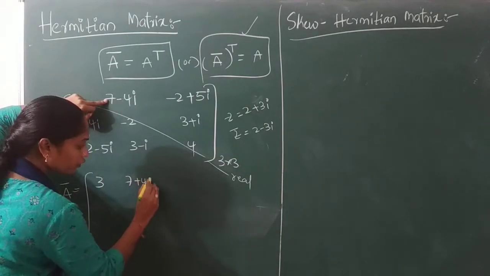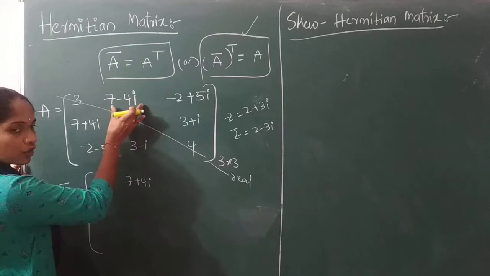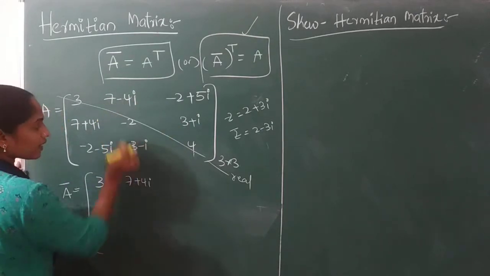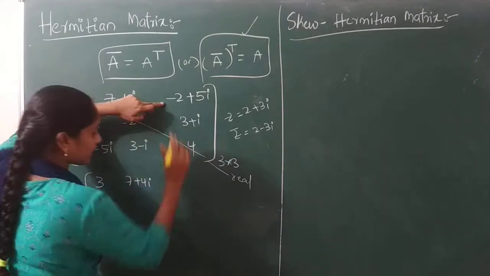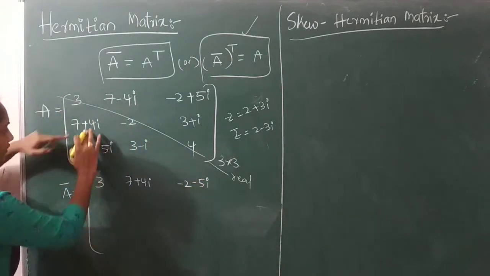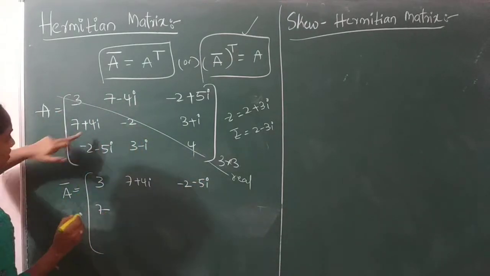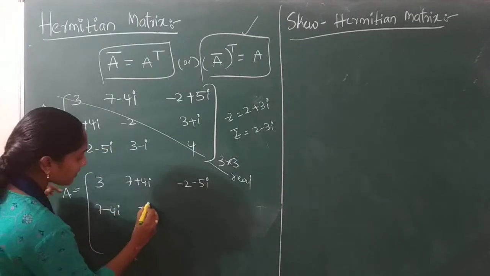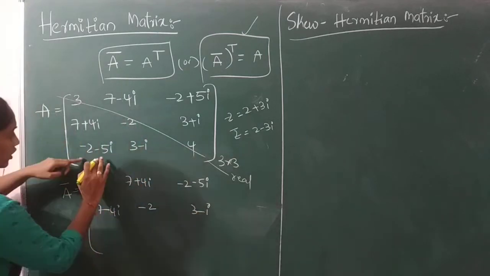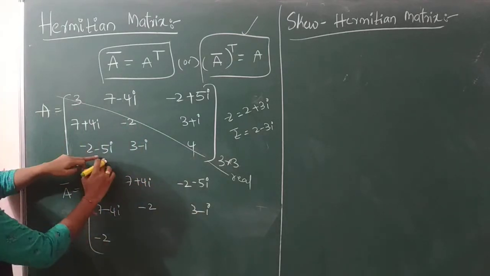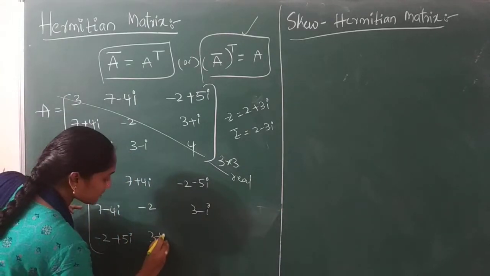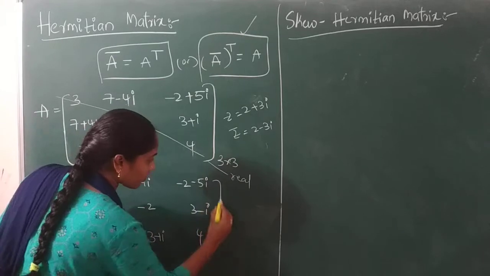It is 7 plus 4i. So what am I doing? I am writing the conjugate: 7 minus 4i becomes 7 plus 4i. Only the sign is changed for the imaginary part. And here minus 2, and minus 5i. So this is your R1 here: 7 minus 4i, and this 2 remains the same, minus 2. Here 3 plus i becomes 3 minus i. Minus 2 stays as it is, you only change the sign of the imaginary part. This is plus 5i, and this is 3 plus i, and this 4 remains the same, of order 3.